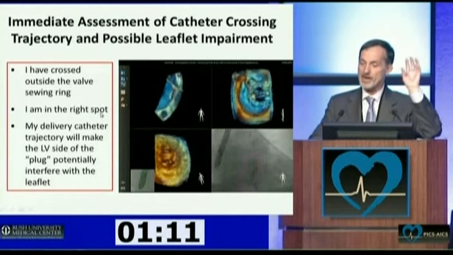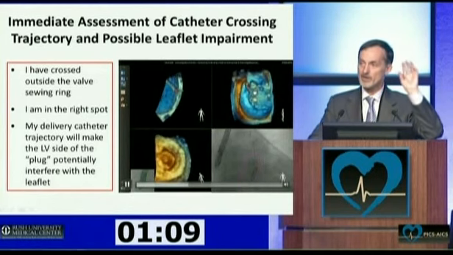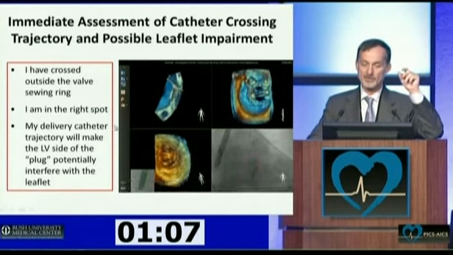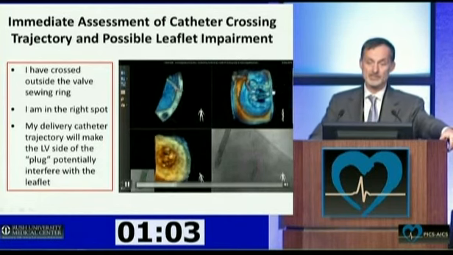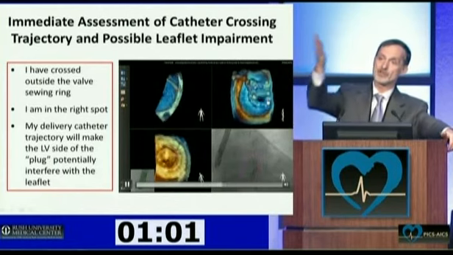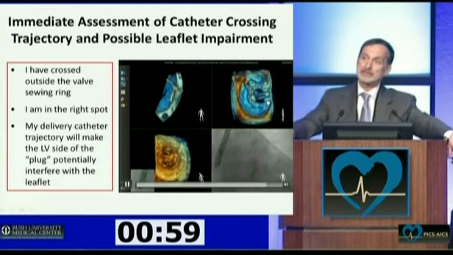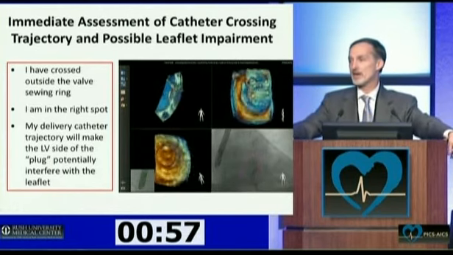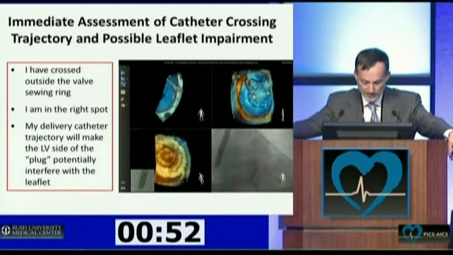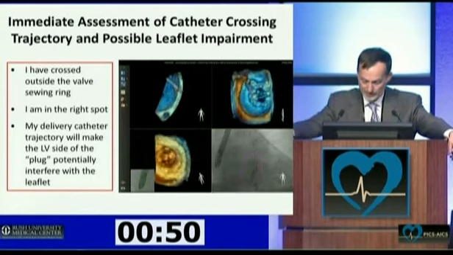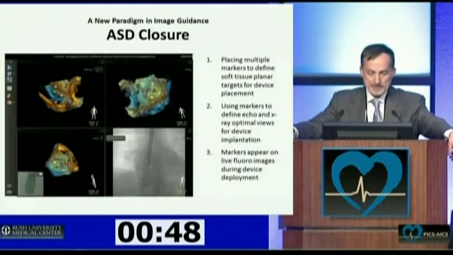I'm in the right spot, it's where I put the mark of the third remaining paravalvular leak, and I know the trajectory is a bit such that when I pull back from the LV side, the vascular plug, I may grab on that bileaflet portion of the bileaflet valve, and I've got to be careful of that.